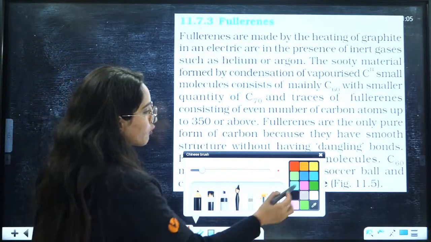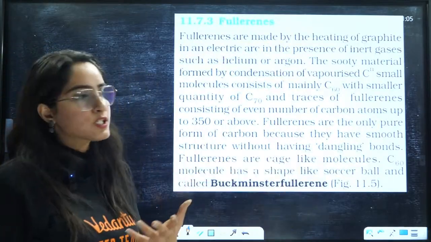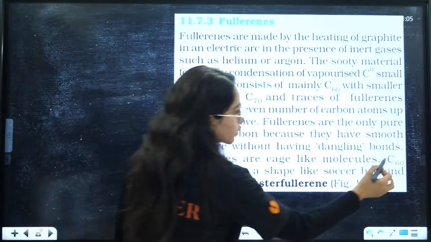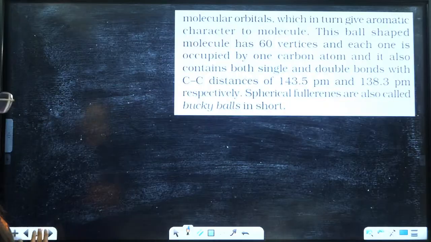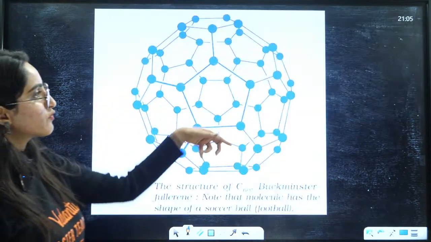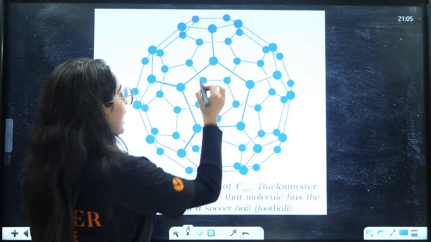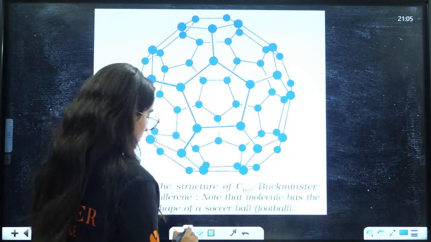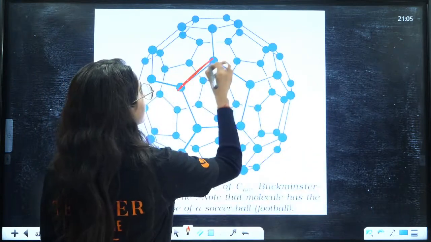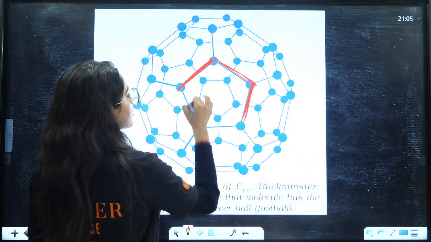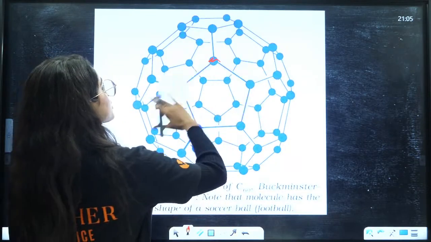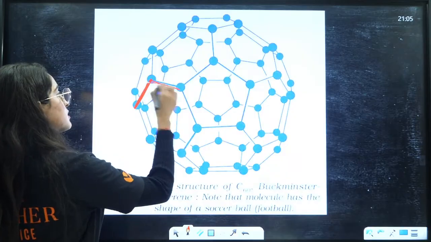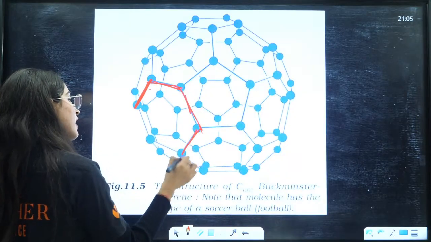Now, let's talk about fullerene. So, fullerene is basically C60 in your syllabus, right? Fullerene has a football-like structure, as you can see here. It will have pentagonal rings. Wait, let me show you. It will have pentagonal rings like this, right? This is a pentagonal ring, and it will also have hexagonal rings like this, right?